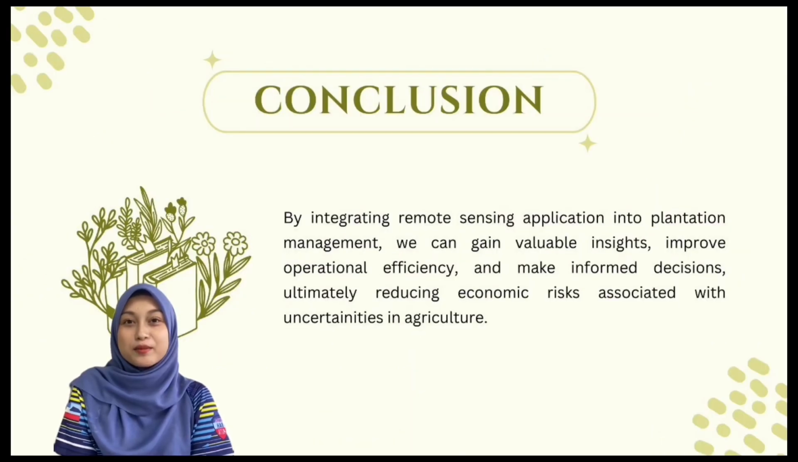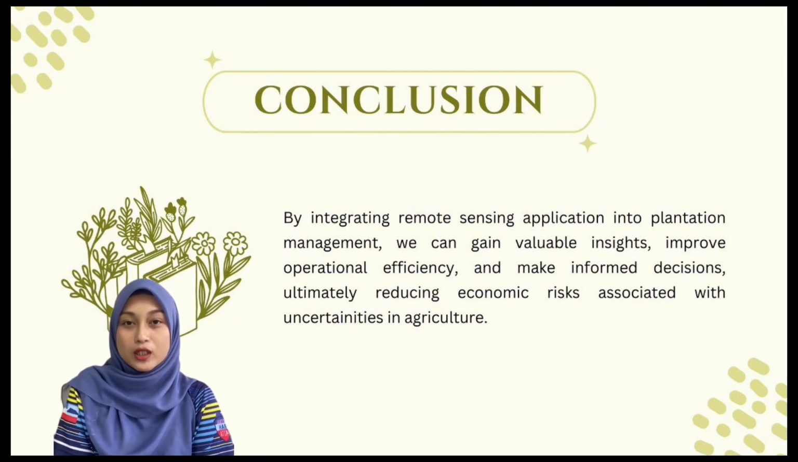By integrating remote sensing applications into plantation management, we can gain valuable insight, improve operational efficiency, and make informed decisions, ultimately reducing economic risk associated with uncertainties in agriculture.